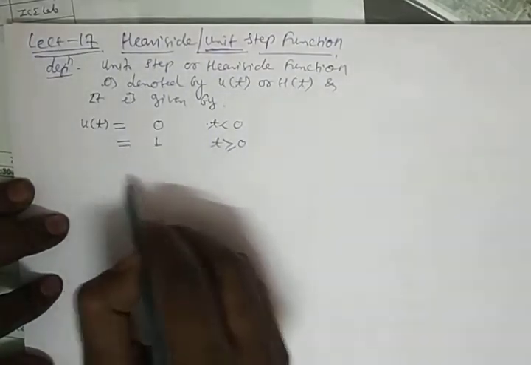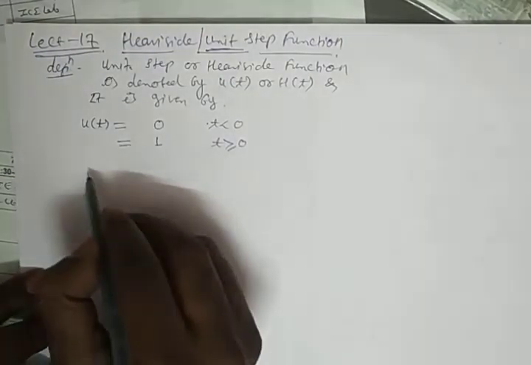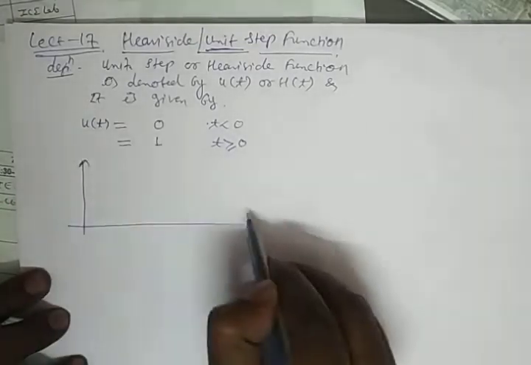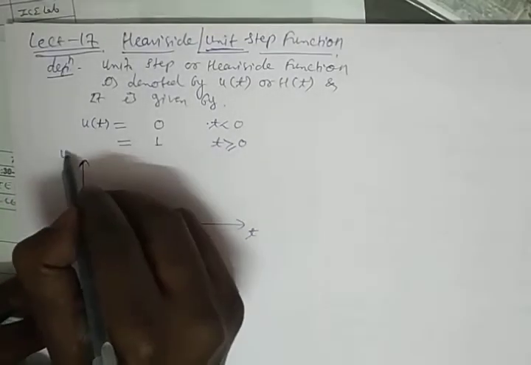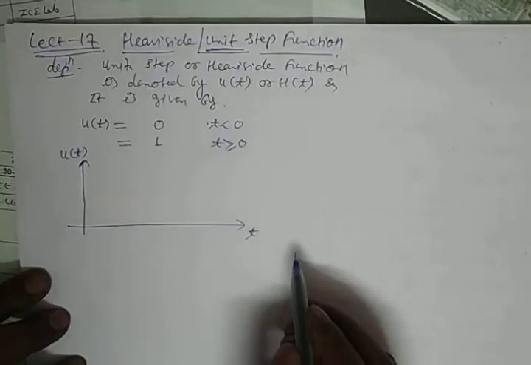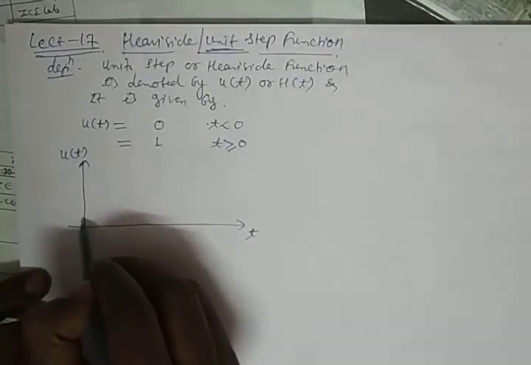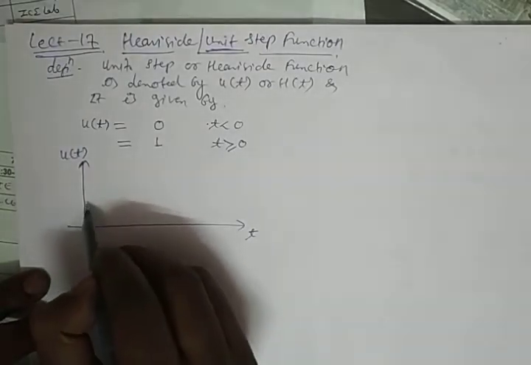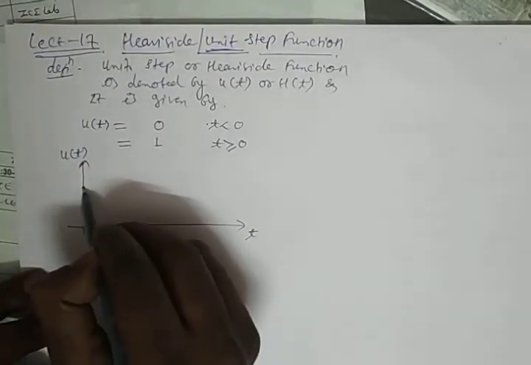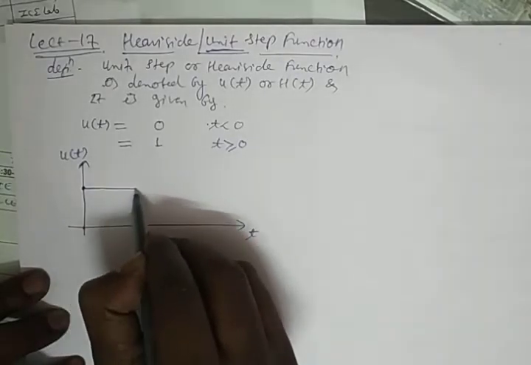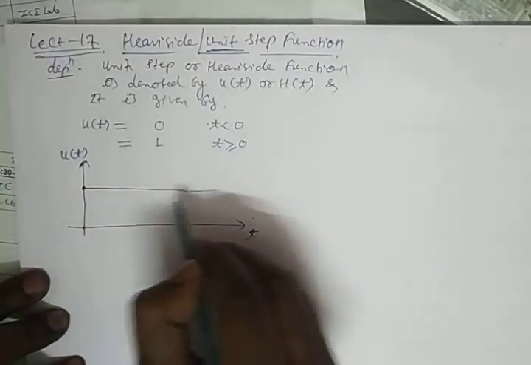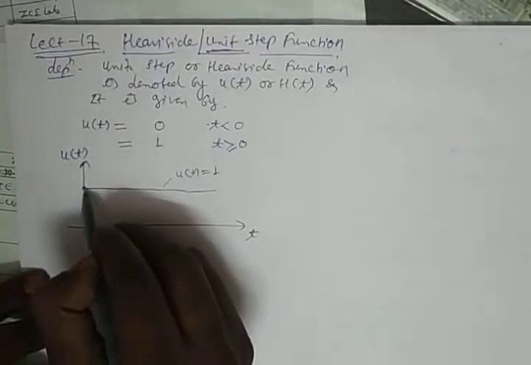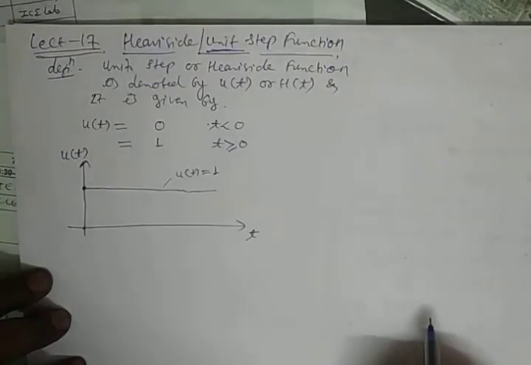Okay, now how can you draw this in the graph? Look at this. Suppose this is the axis of t and this is the u of t axis. For t less than 0, there is no function. But for t greater than or equal to 0, the function starts from the value 1 and it remains constant throughout to infinity. So this is u of t equal to 1. This is called the unit step function.